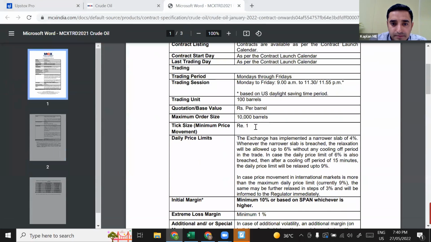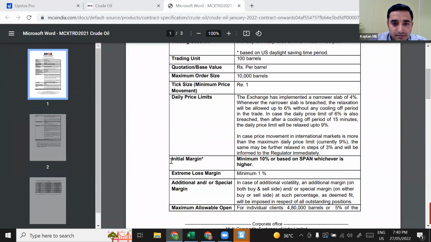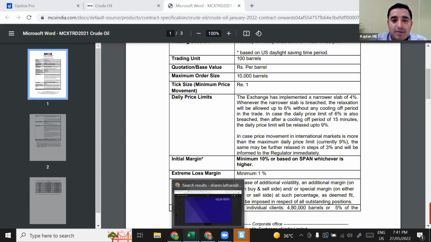what's going to be the margin? So if you see, there is an initial margin, which is exchange to exchange, it is difficult. Minimum 10% or based on SPAN. SPAN is basically Standard Portfolio Analysis. So it's basically a software, a system, right? They will decide what the margin would be. Now imagine if the margin is 10%. Okay, for crude oil, imagine if the margin is 10%.